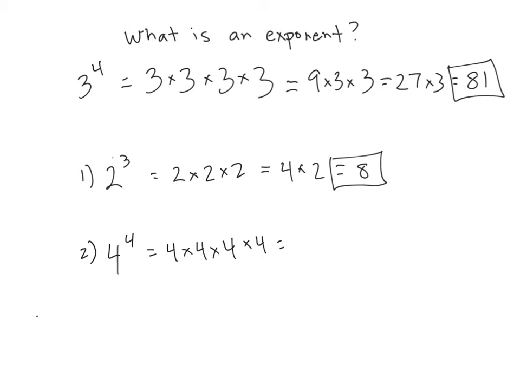So 4 times itself 4 times. One way I can think of this that's going to be easier to work with is 4 times 4 is 16, and then 4 times 4 is also 16. So I don't necessarily have to go left to right. 16 times 16, if you put that in a calculator or did it the long way, you're going to get 256 on this one.